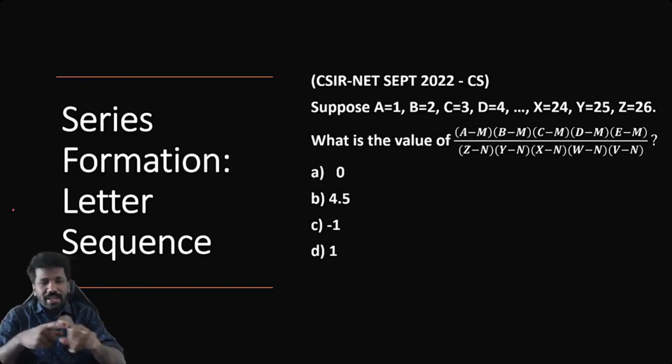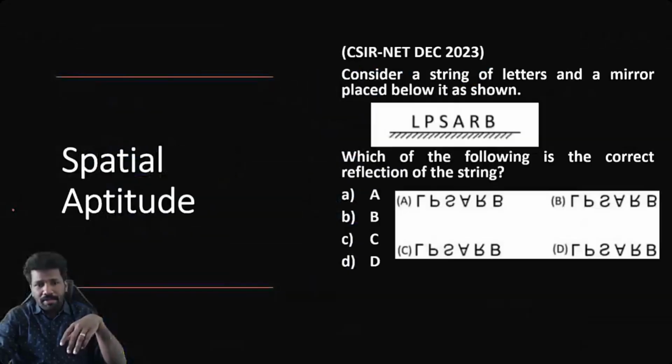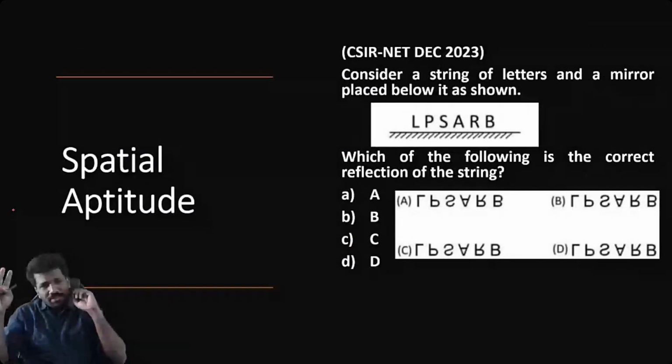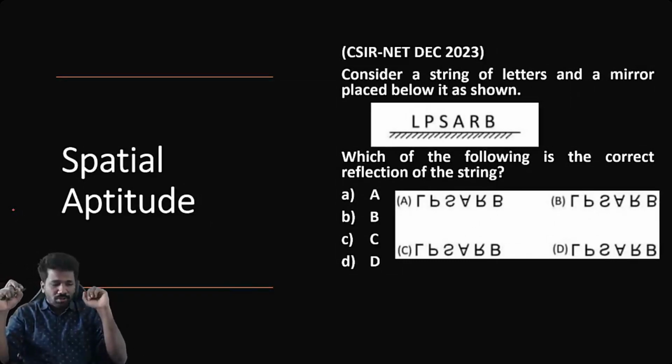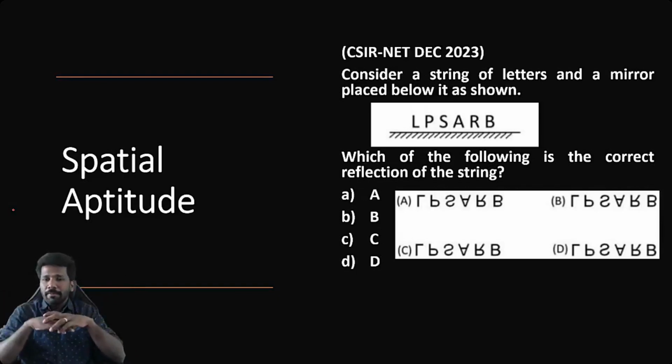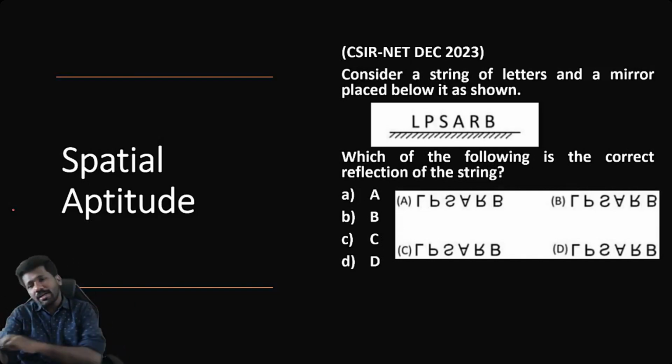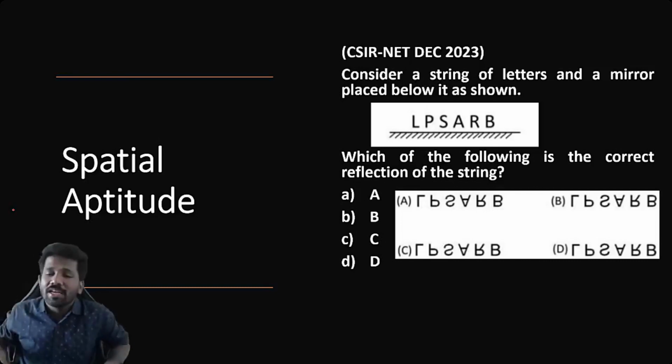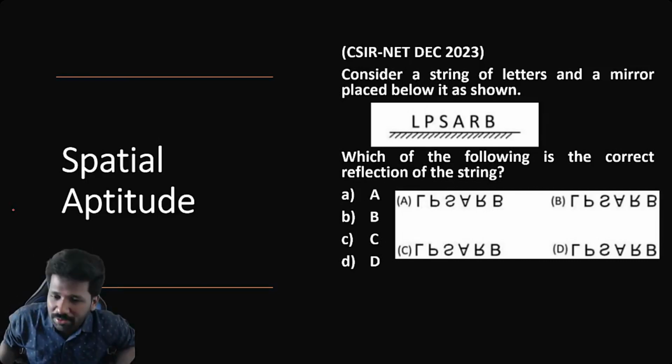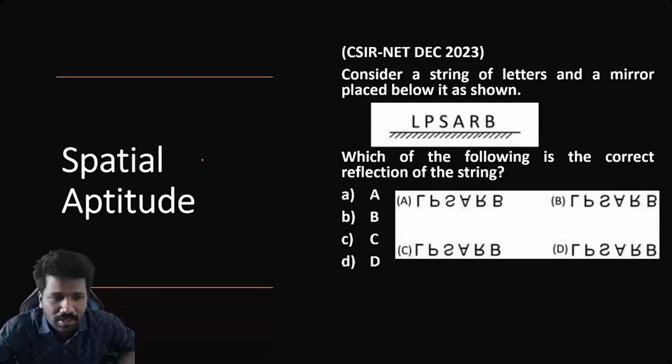So letter sequence is kind of a reasoning topic also, but we will consider it completely in this quantitative aptitude series chapter. And third is symbol sequence, but I am giving a different name to symbol sequence now: spatial aptitude. Symbol sequence or spatial aptitude, because in the December 2023 and June 2023 exams, such questions have come. They have started to ask these kinds of questions which we normally see in GATE exams.